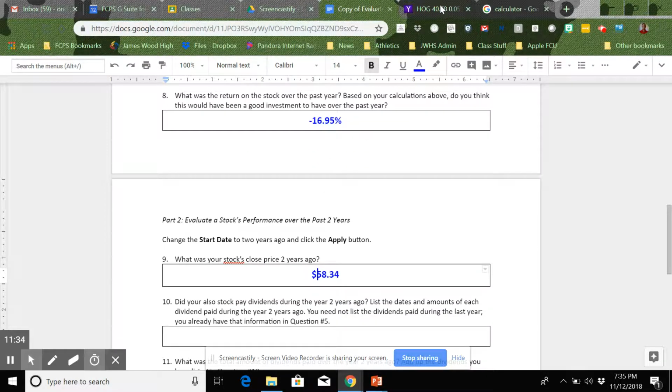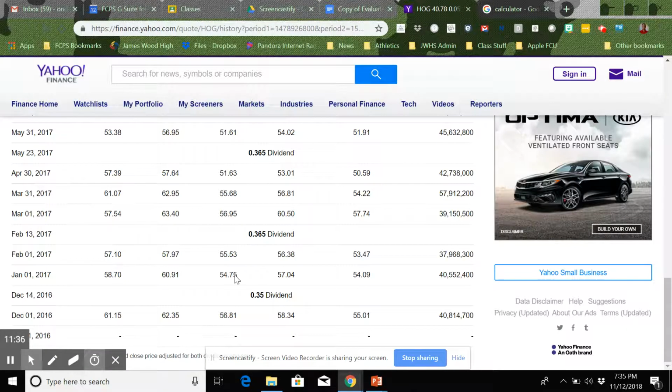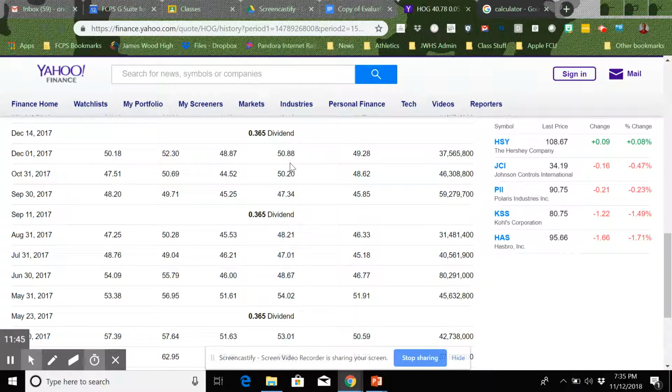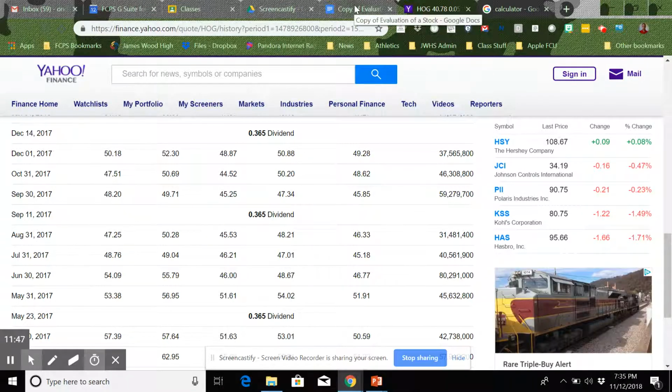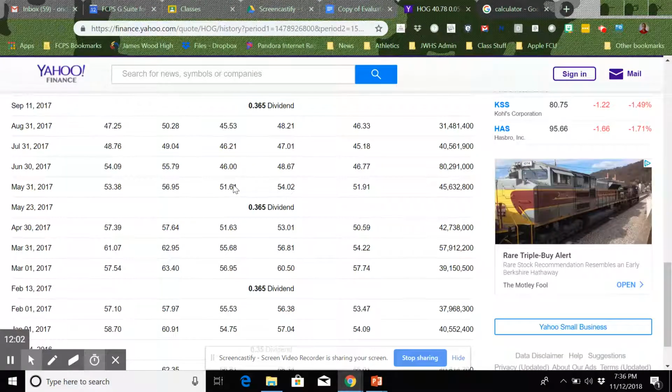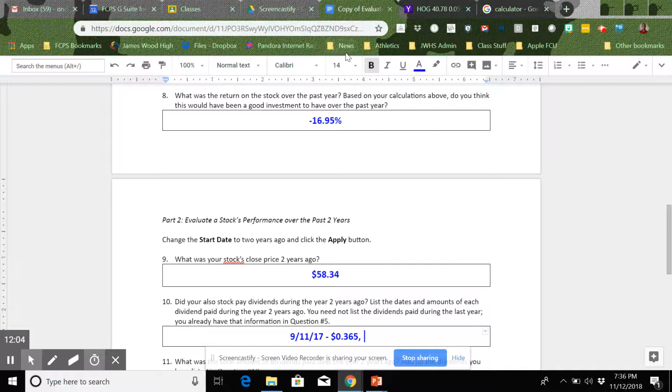Look at the dividends over the 1 year to 2 year mark. Well, we already had up through here done, remember, because we were here in November. So our previous year-low quote was somewhere around here. So let's see, September 11th, 2017. So I did 9/11/17, and that was 0.365. There was another one on May 23rd of 36.5 cents.